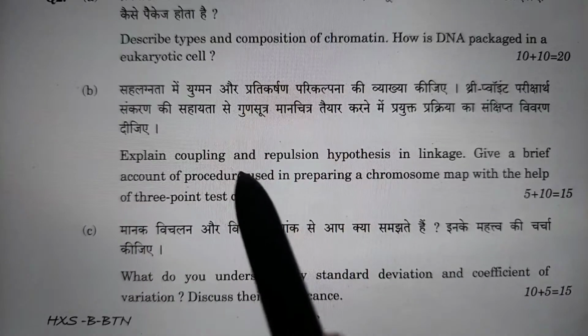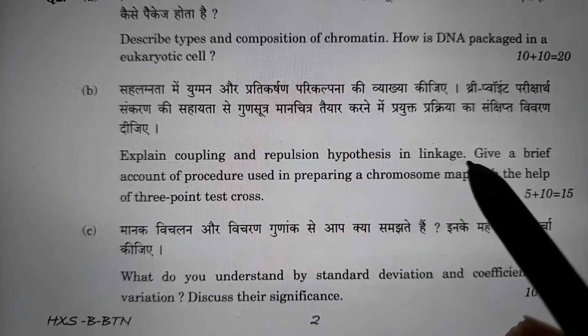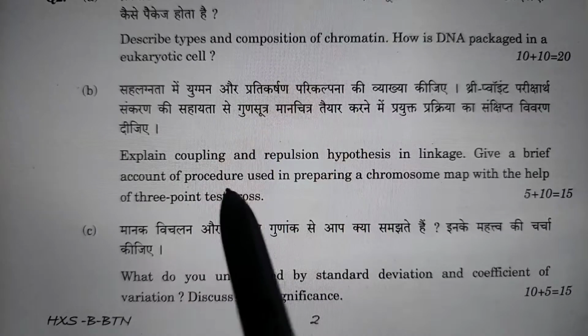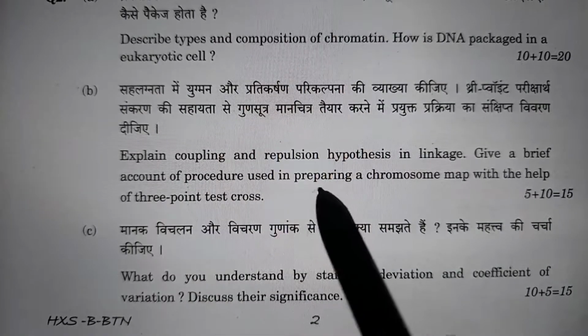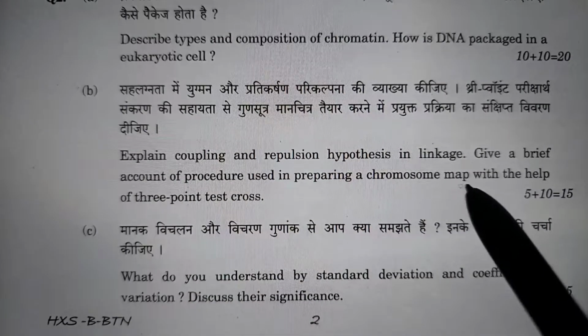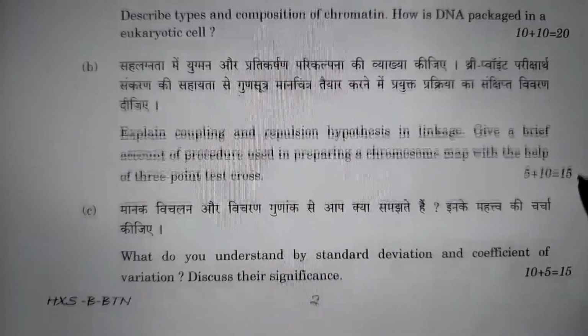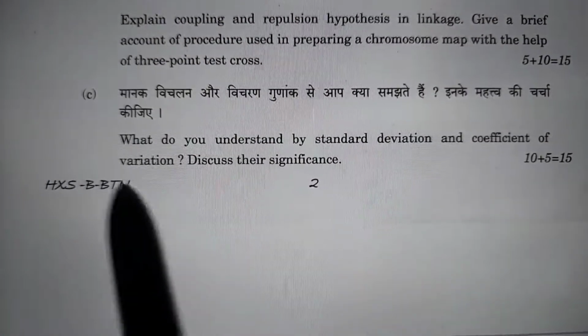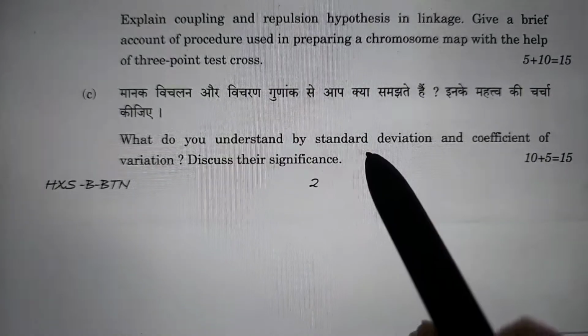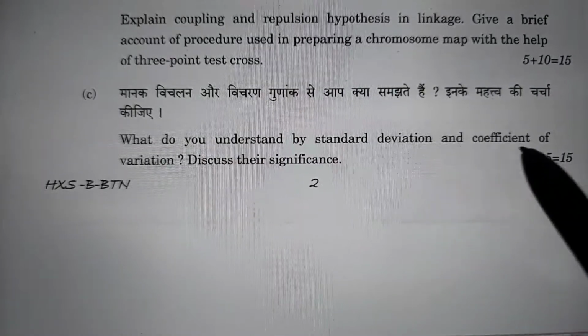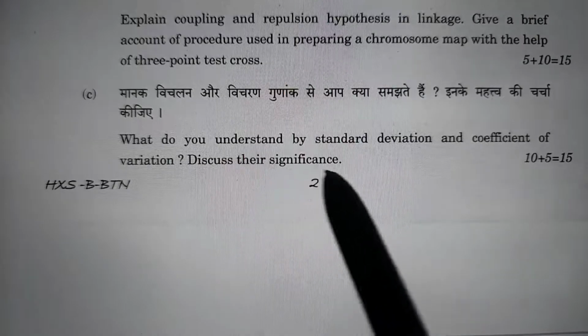Explain coupling and repulsion hypothesis in linkage. Give a brief account of procedures used in preparing a chromosome map with the help of 3-point test cross. 5 plus 10, 15. Option C is what do you understand by standard deviation and coefficient of variation? Discuss their significance.